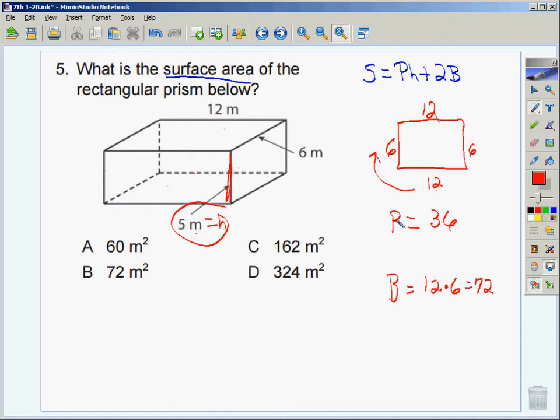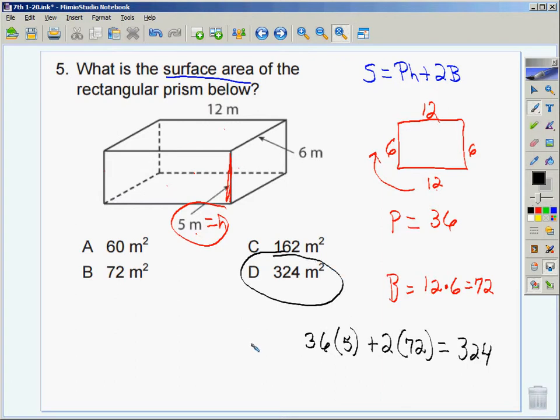I have height, I have perimeter, I have the area of the base. All I have left to do is replace my variables in my formula. 36 times the height 5 plus 2 times 72. And this will come up to 324. So the correct answer was D. Are there questions on number 5?